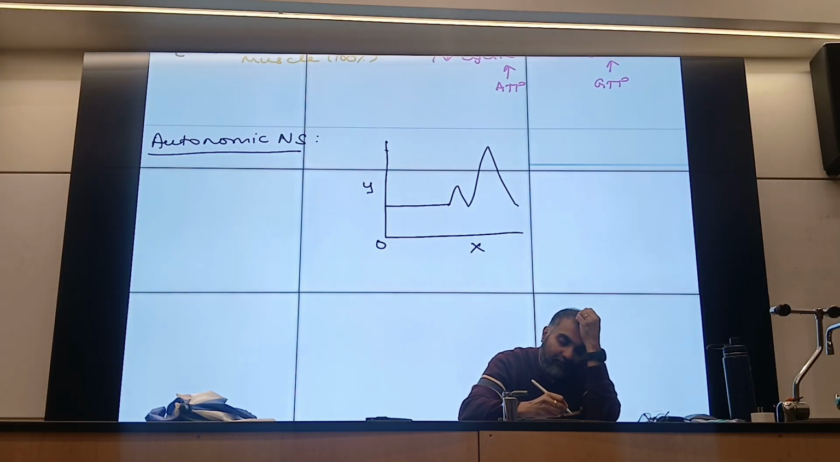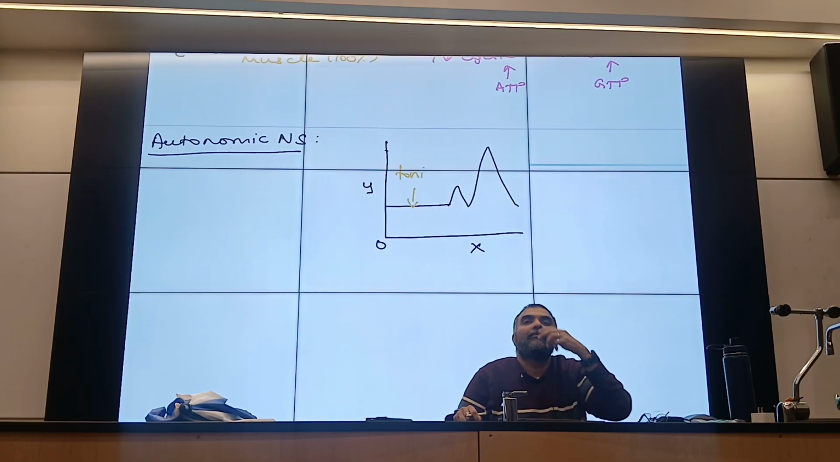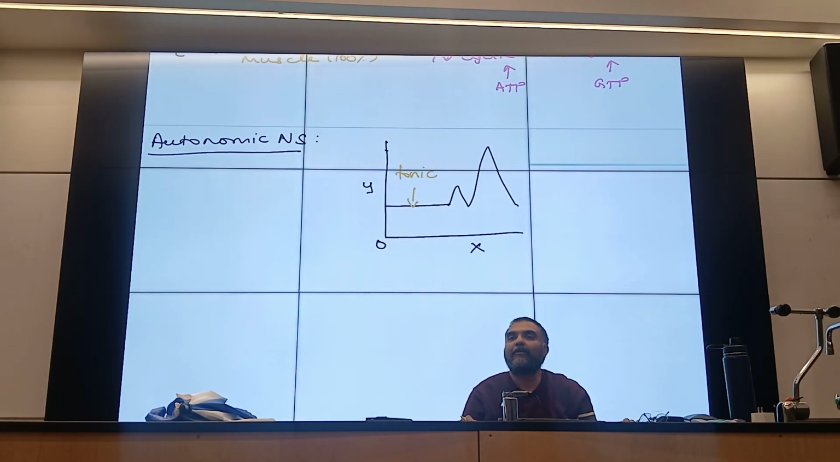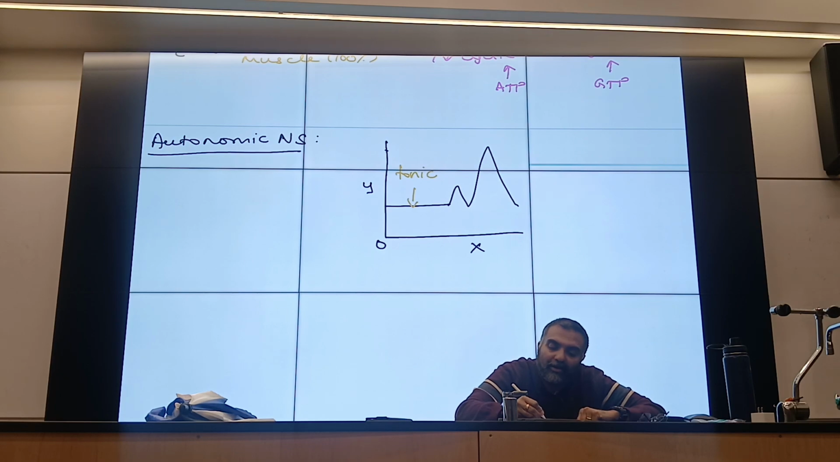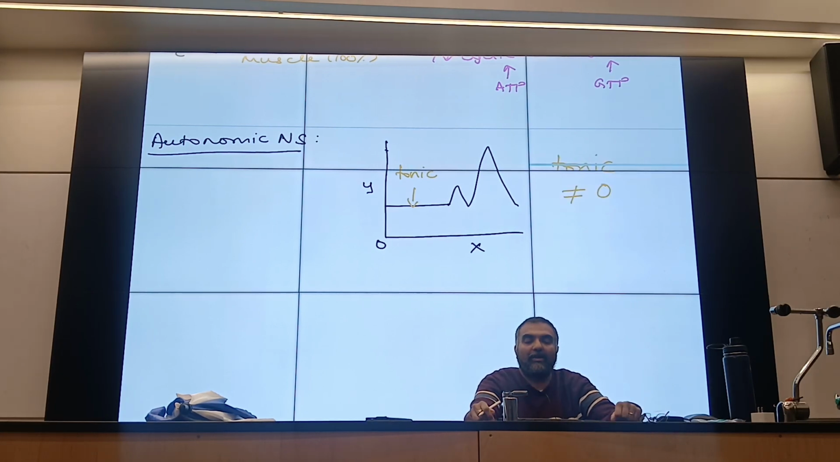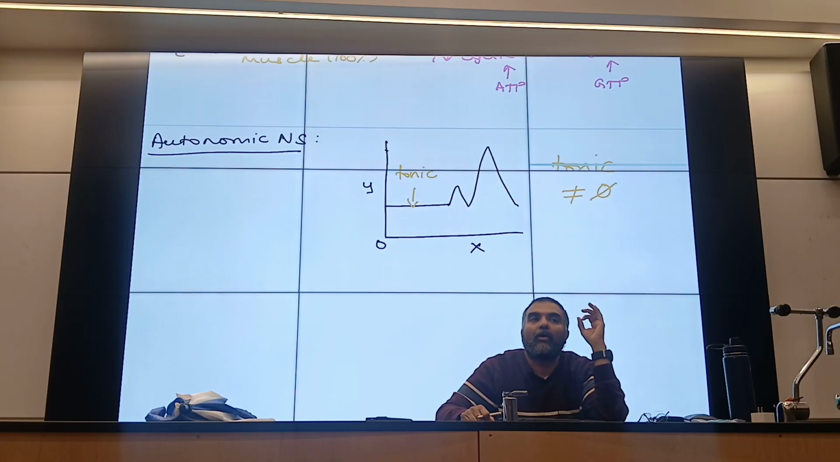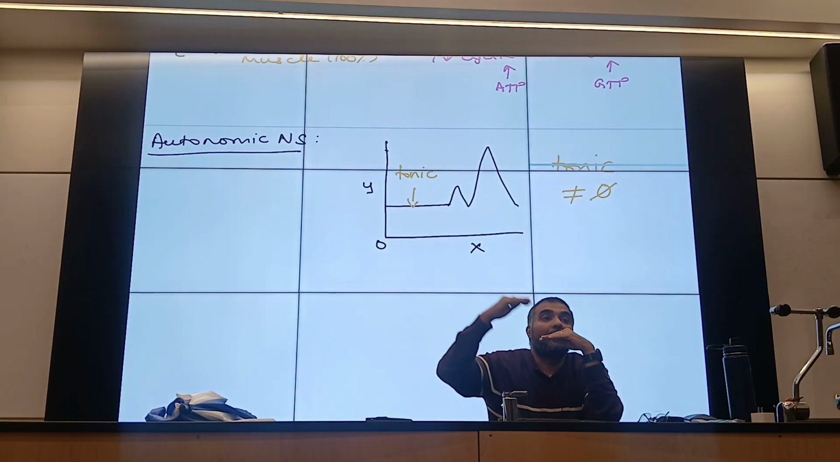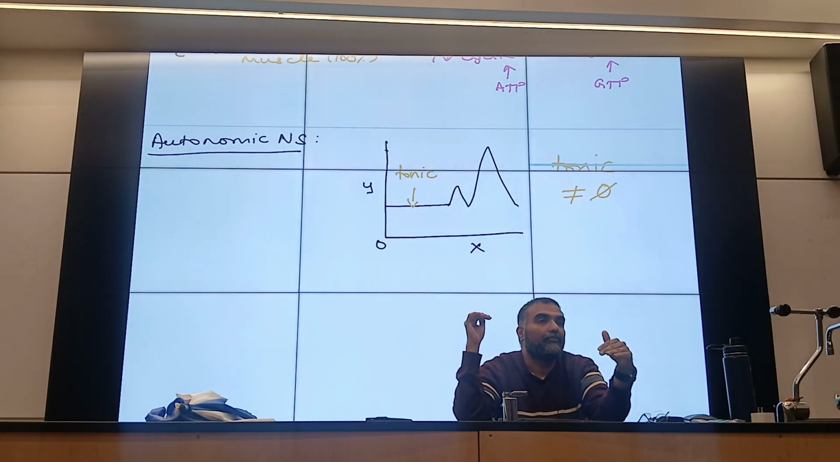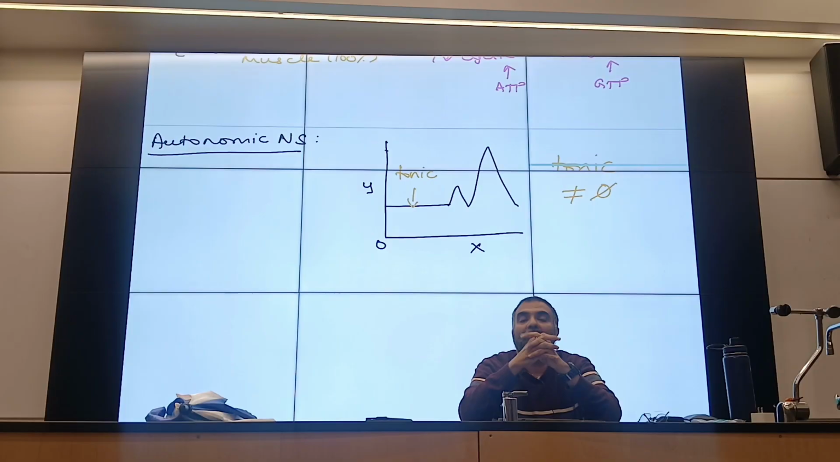So this kind of non-zero basal activity is called a tonic activity. Tonic means you're never zero, never hitting the zero baseline. Are we clear? There's always some activity. Sympathetic and parasympathetic are always on. Do you understand? They're always on. But what can happen? One can dominate over the other. Make sense? I'll give you an example.